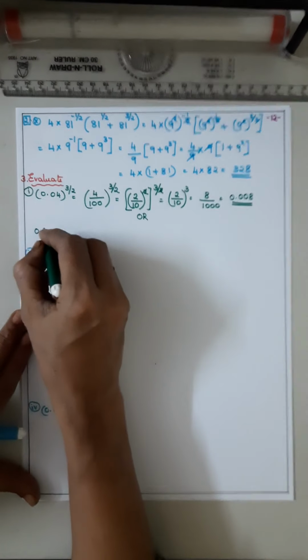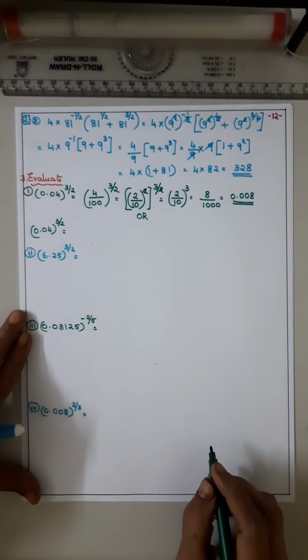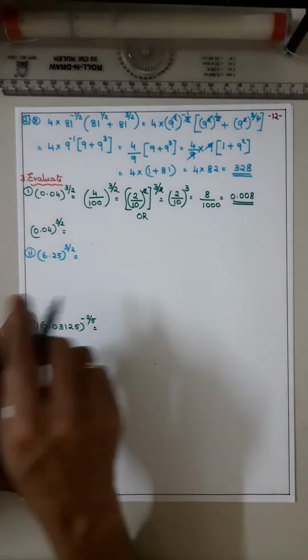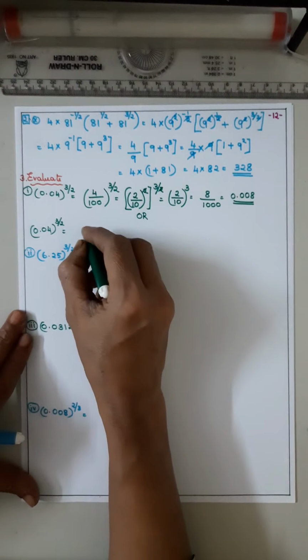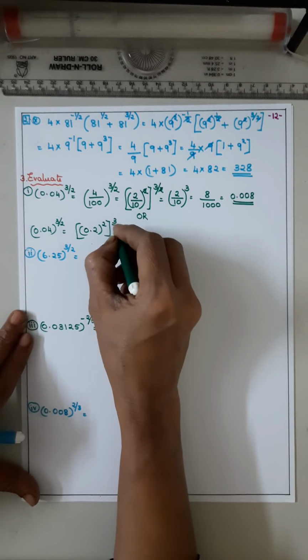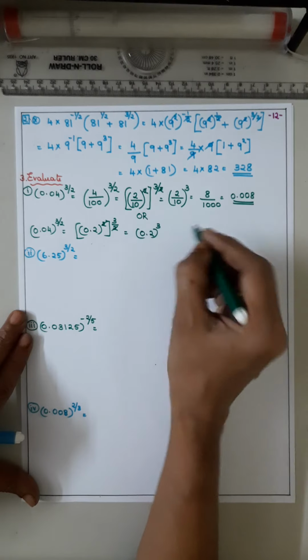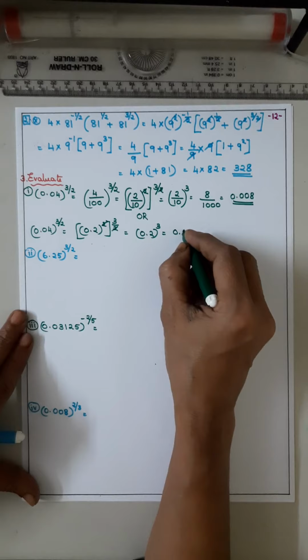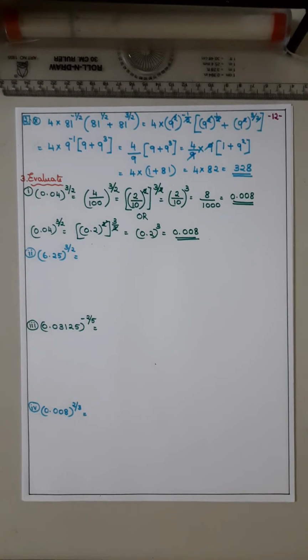One more method, 0.04 the whole power 3/2. अभी 2 किसका स्क्वायर है? 2 का, और 2 डेसिमल मतलब 1 डेसिमल. So it is 0.2 square the whole power 3/2. 2 gets cancelled, that is 0.2 the cube, that means 0.008. 0.2 का क्यूब है 8. Clear?